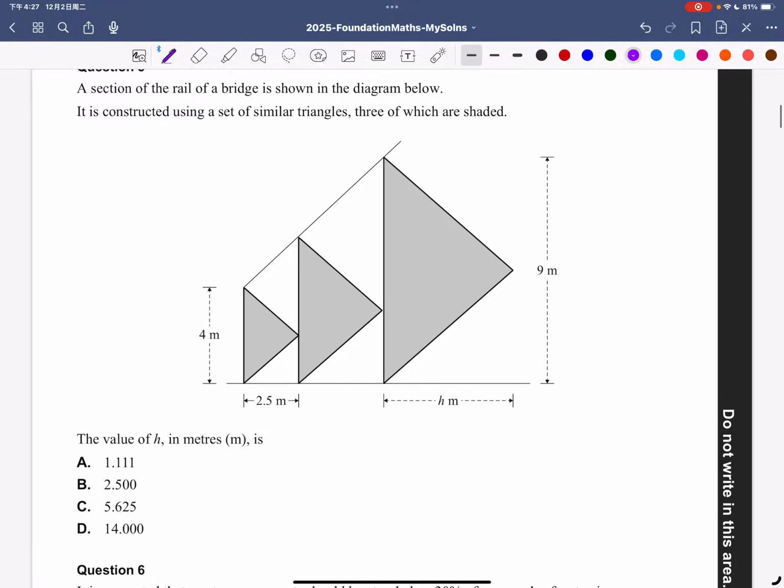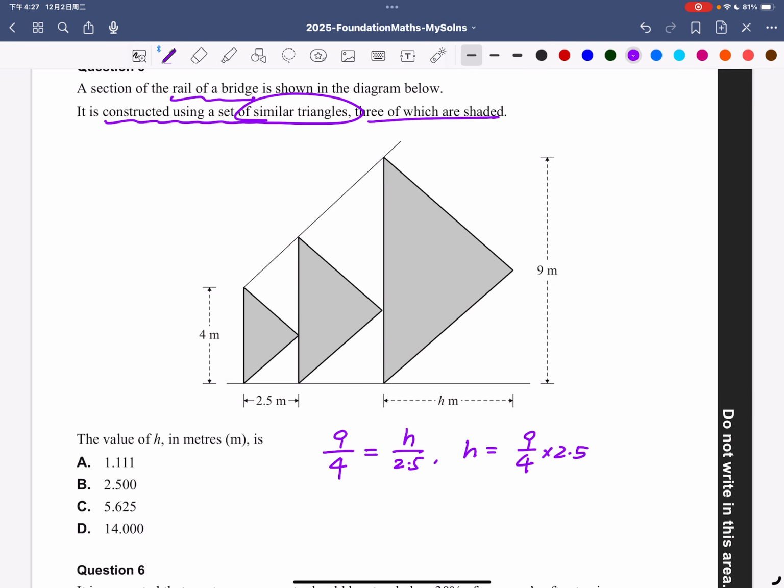Question 5, a section of the rail of a bridge is shown in the diagram below. It is constructed using a set of similar triangles. 3 of them are shaded. So the H is the height of the largest triangle. The smallest triangle has a width 4, and the largest triangle has a width 9. Therefore, similar triangle, we can use the ratio larger side divided by smaller side, and a larger height divided by a smaller height. Therefore, H is 9/4 multiplied by 2.5.